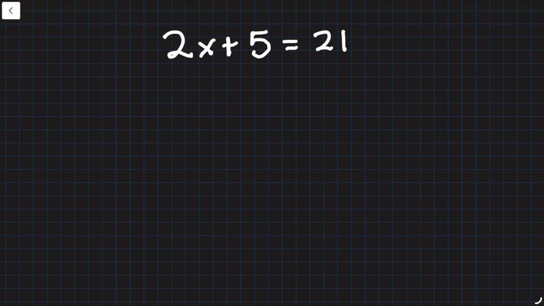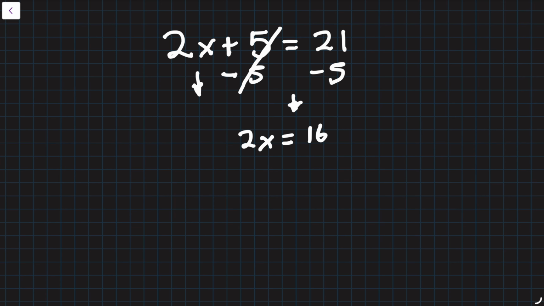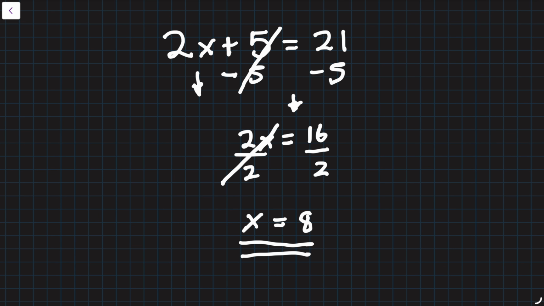First, what you're gonna have to do is cancel out the 5. So negative 5 to both sides. Then you bring down the equal sign, and 21 minus 5 is going to be 16, and you also bring down the 2x. Finally, we divide by 2, so we cancel out the 2, and we're left with 16 divided by 2 is 8, and that's going to be our final answer.